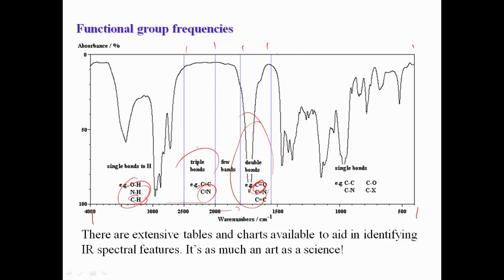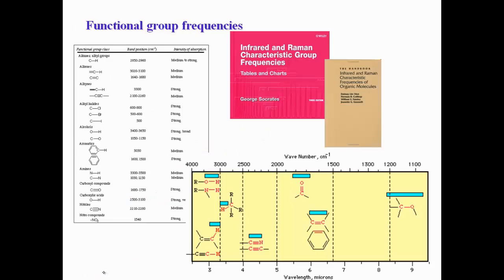And then you have, as we talked about, the fingerprint region. So usually it's some kind of bending mode that's going on in that region. And as we say here at the bottom, people have done a lot of work on this. There are extensive tables and charts to aid you in assigning the IR spectral regions. And as it says down here, it's more an art for an experienced spectroscopist than, I suppose, a rigorous scientific method.